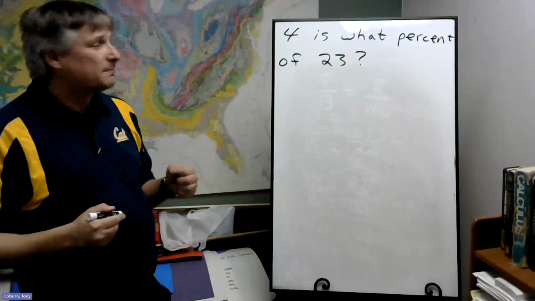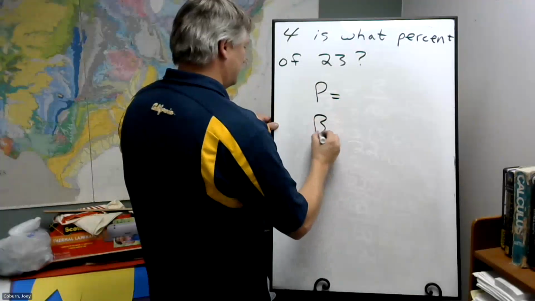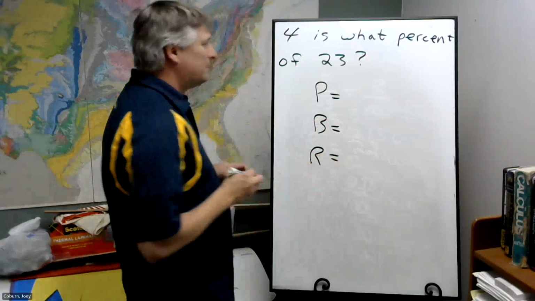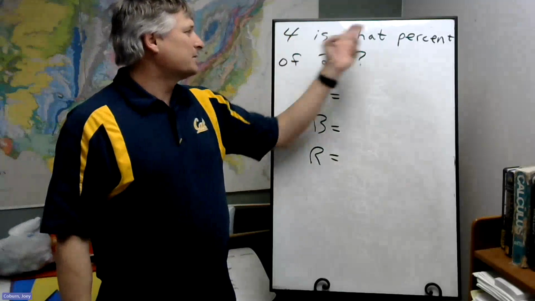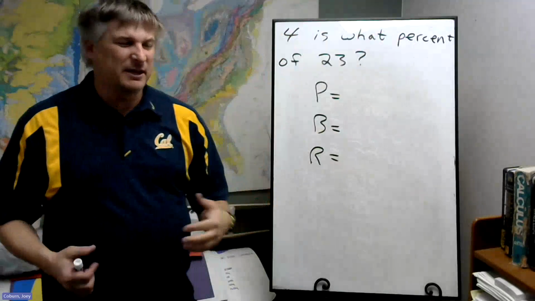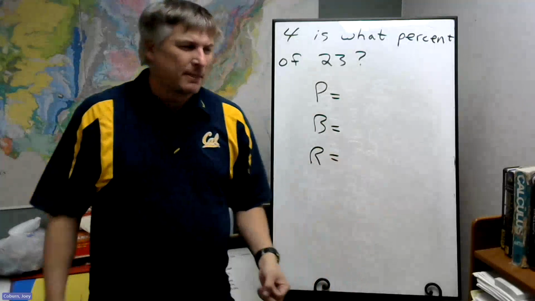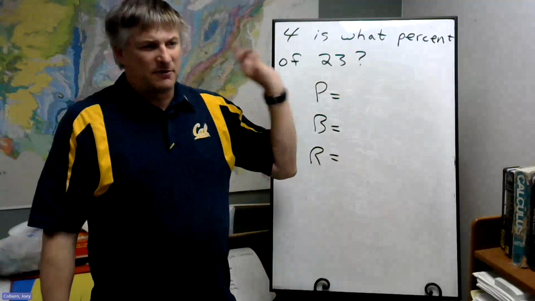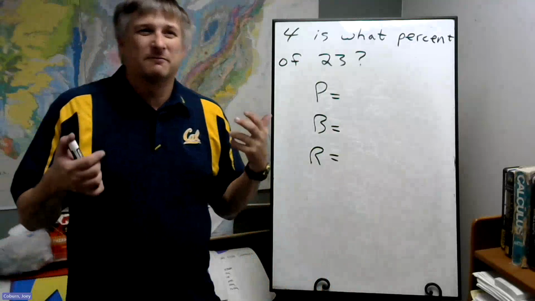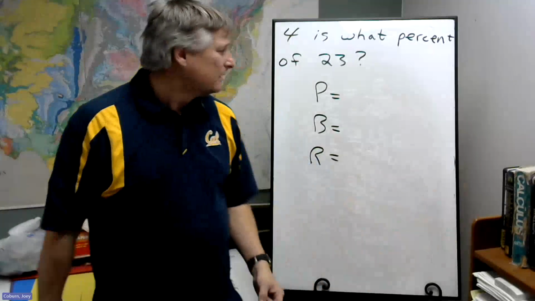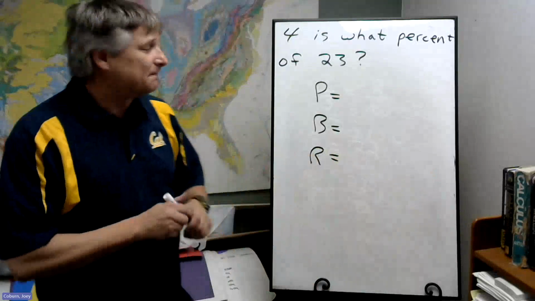So what do we do? Well, again, P, B, and R. Now, oftentimes when we see this, we can say we have 4 or some number is what percent of it, like 7 is what percent of 10, 5 is what percent of 8. We usually divide the first number by the second number, multiply by 100, or really treat it like we're converting a fraction to a percent. But this is an alternative way of doing that. So let's take a look at this method.